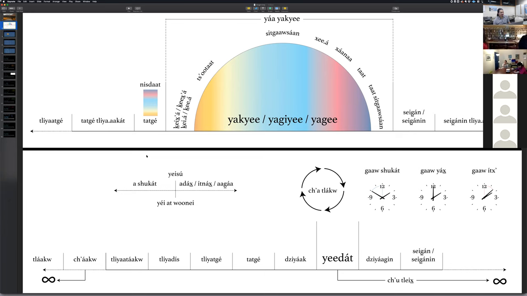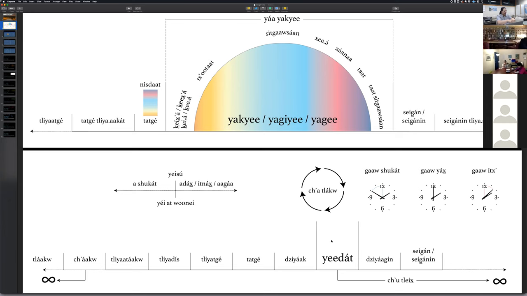So then, in terms of some larger time concepts, you've got a couple different ways to talk about kind of now, the current era, basically. Yidat. And you can say yidaddi, and then you could have something like yidaddi ku'u, the people of today.